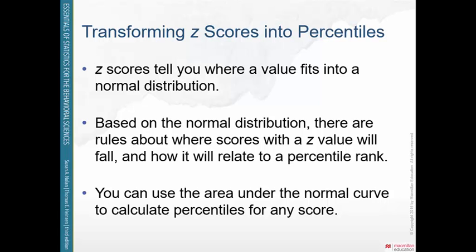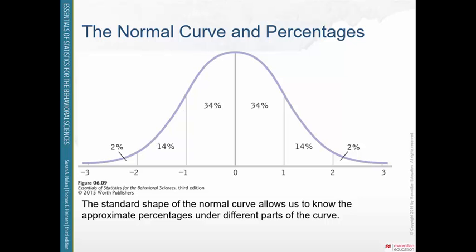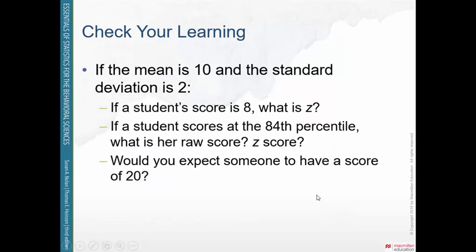And you can use the area under the curve and the 1, 2, 3 rule that we've talked about to calculate percentiles. So here we are again. Here are our z-scores. A z-score of 0, meaning you're right at the mean. A z-score of 1, 1 standard deviation above the mean. A z-score of negative 1, 1 standard deviation below the mean, etc.